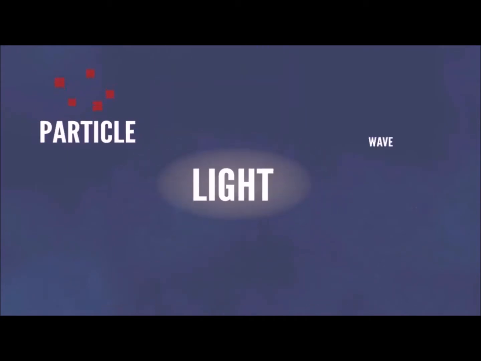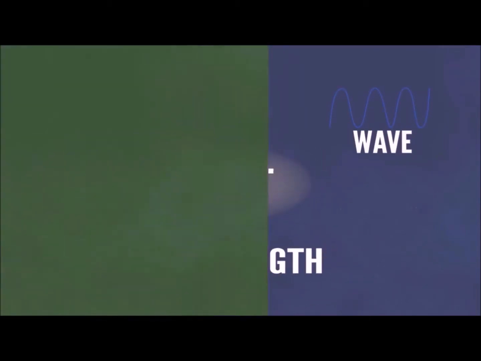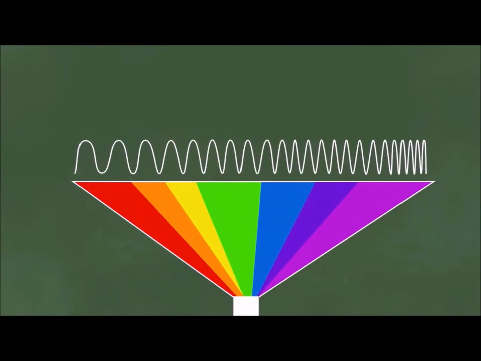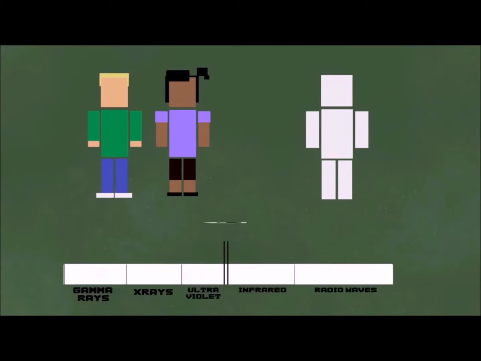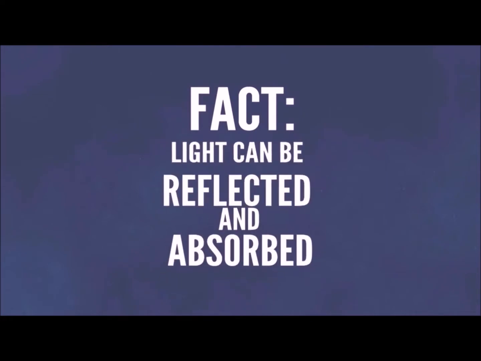Because light is both a particle and a wave, it has a wavelength, and in the visible portion of the spectrum, those wavelengths correspond to a particular color of light. Sadly, humans, and animations like myself, can only see a tiny sliver of the entire spectrum, but we'll take what we can get. An important fact about light is that it can reflect off things and get absorbed.